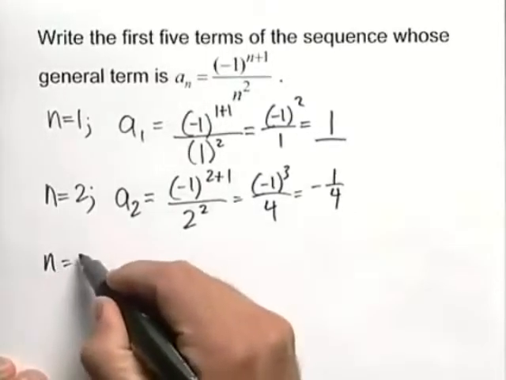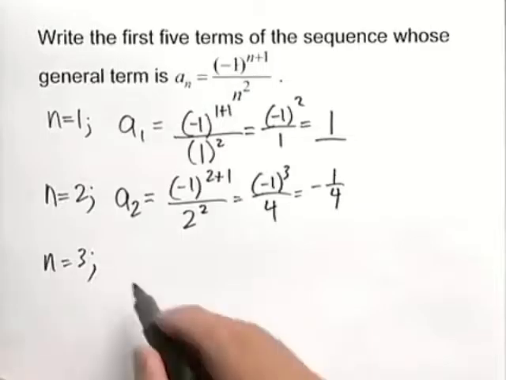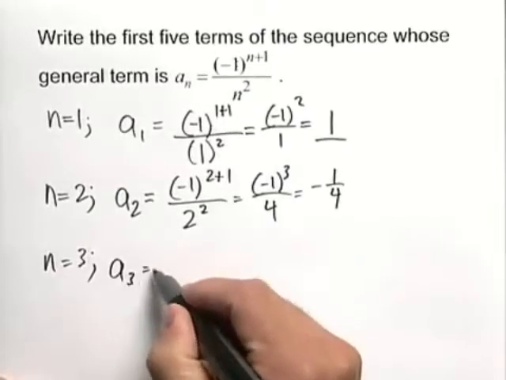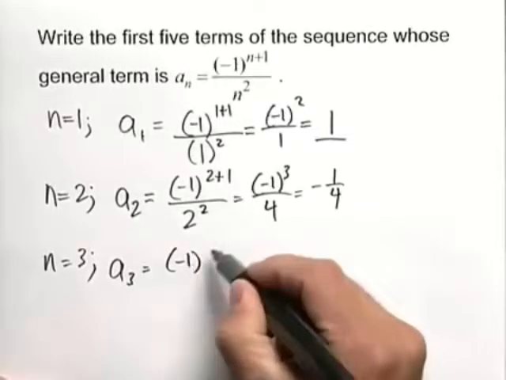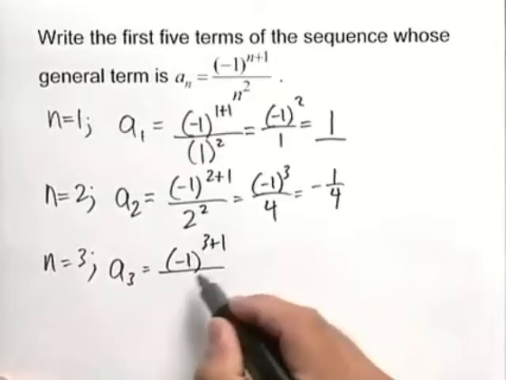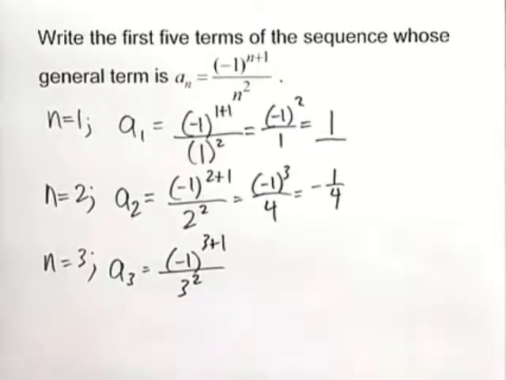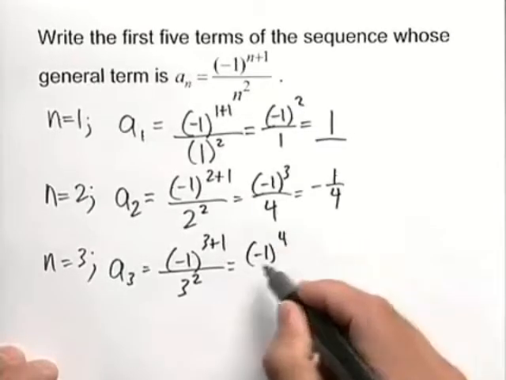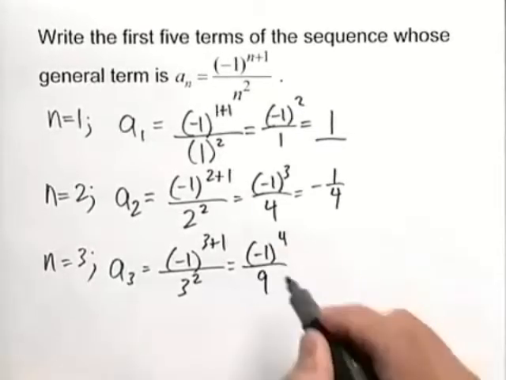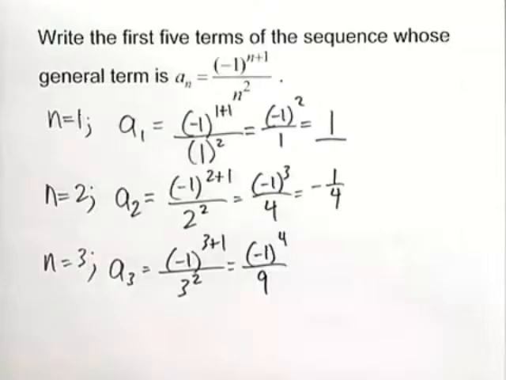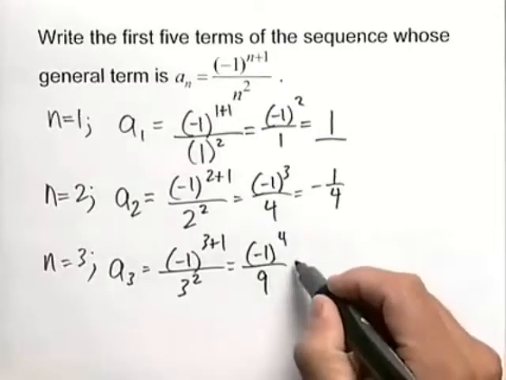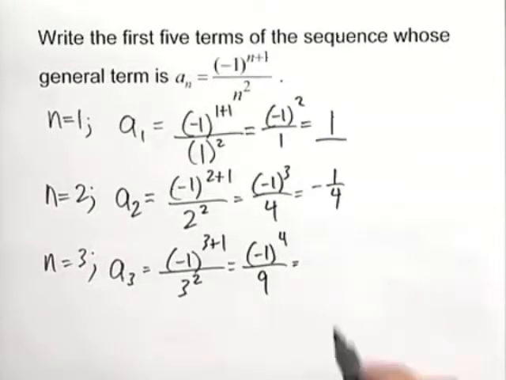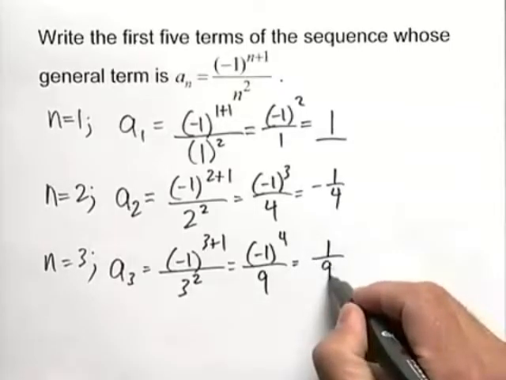n equals 3 will represent our third term. We can write that as a sub 3. We'll have (-1) to the 3 plus 1 power all over 3 squared. Simplifying, (-1) to the 4th all over 9, 3 squared being 9. Now note we have a negative base to an even power, so that's going to be positive. We have a positive 1/9.